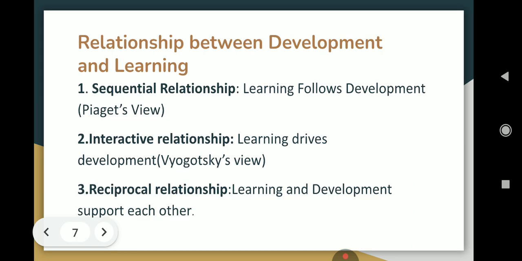Now, relationship between development and learning. The first relationship is the sequential relationship. Learning follows development. This is Piaget's view. According to Piaget, a child can only learn what their development stage allows. Like development of thinking, reasoning, and cognitive structures come first, and learning builds on it. Example: a 3-year-old cannot understand algebra because their cognitive development is not ready. I hope you understand.